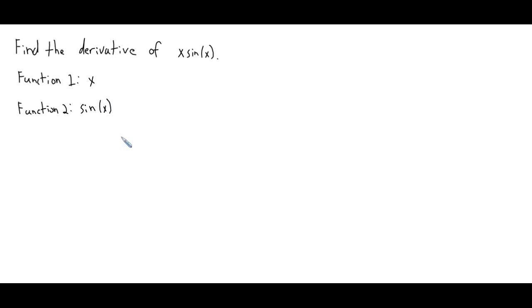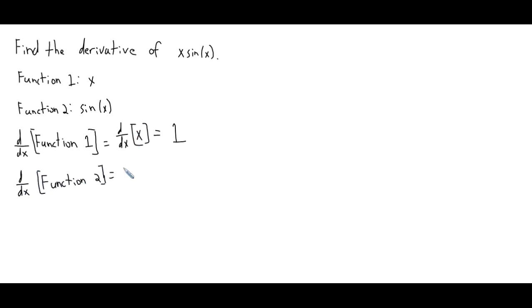The second step with the product rule is to take the derivative of function 1 and function 2. So the derivative of function 1 is the derivative of x, which is just 1. And the derivative of function 2 is the derivative of sine of x, which we know from our properties to be cosine of x. Now we have all the pieces that we need.